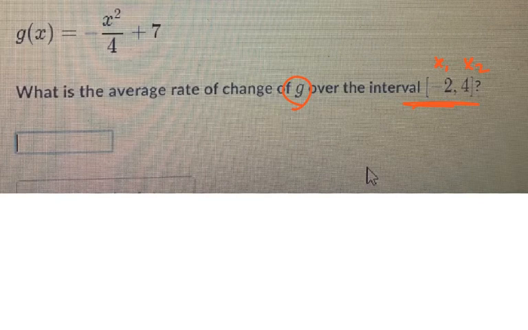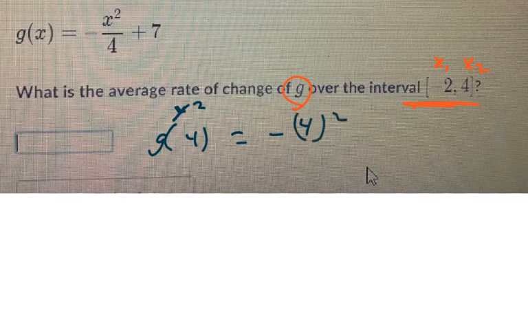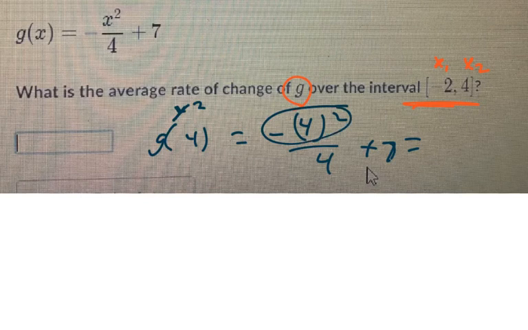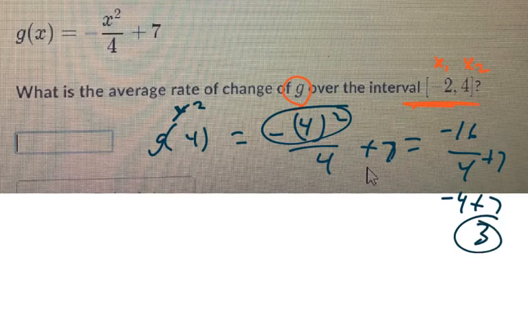So what we're going to do? We're going to do g of 4 first. Remember, this is going to be my y2. All right. And I'm going to plug in positive 4, sorry. Notice that's negative 16 over 4 plus 7. Negative 4 plus 7 is 3.